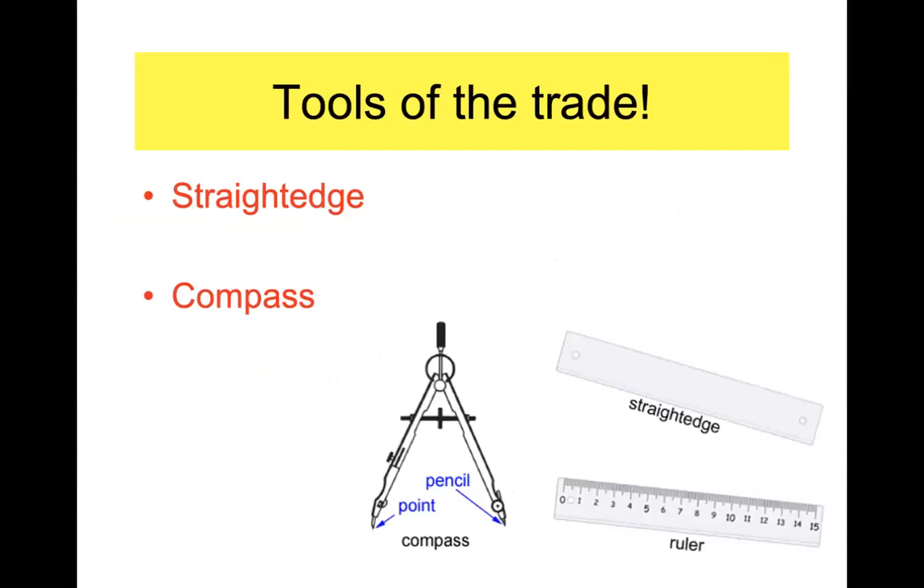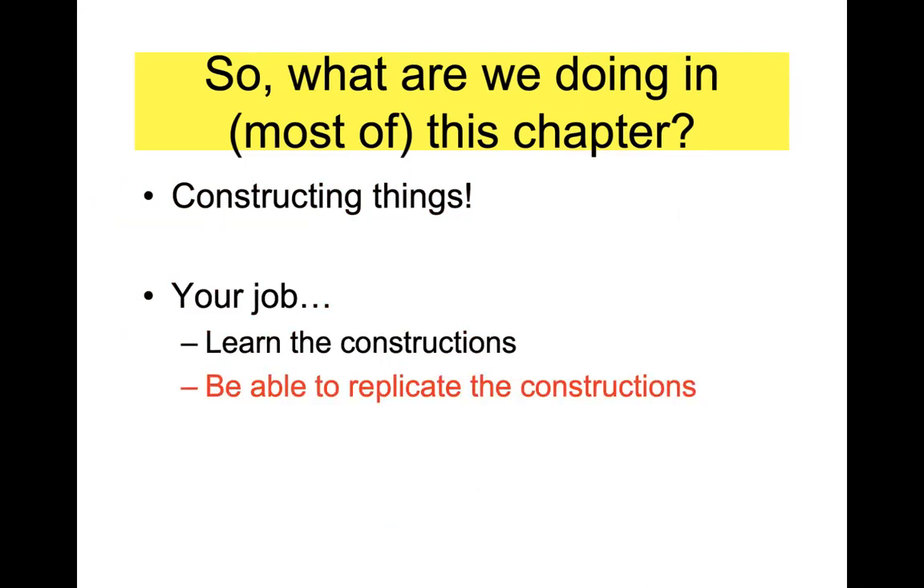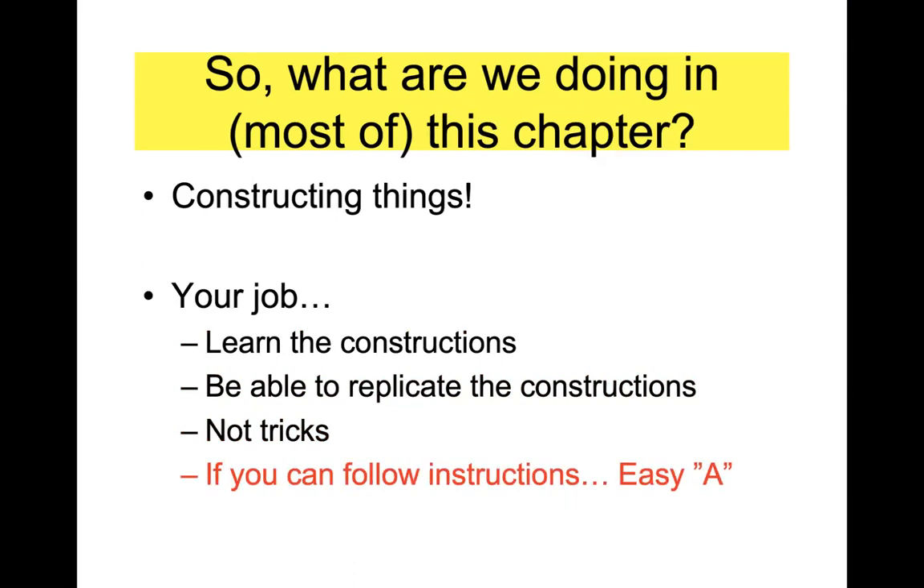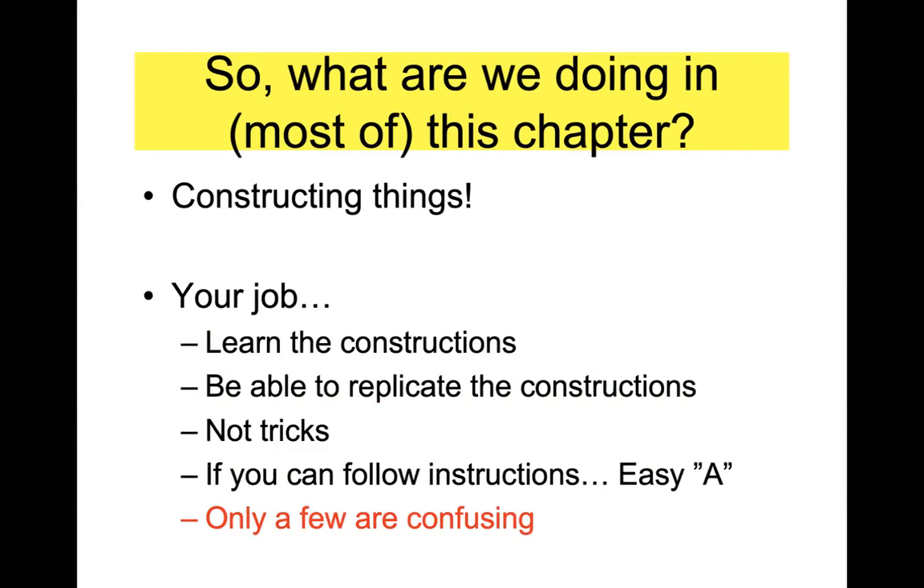All right, so using these 2 things, we're going to do a couple constructions today. And we're literally going to be making angles, shapes, and one of the more remarkable things is we're going to be taking a square root. For instance, the square root of 4.5 using just our straight edge and our compass, kind of a remarkable thing. So your job is to learn these constructions. You got to be able to do these constructions. They're not tricks. I will be explaining how they work and why they work. And if you can follow instructions, this is a pretty easy chapter. Only a few of these are confusing. None of the ones today will be confusing. Only a few will be confusing, and we'll make sure we slow down when we do those.